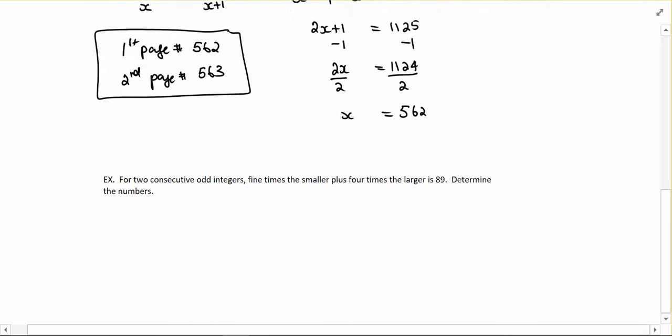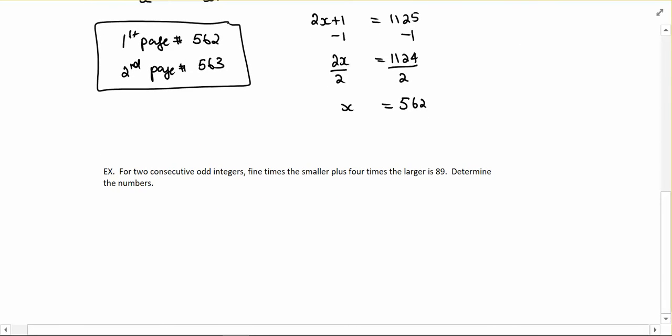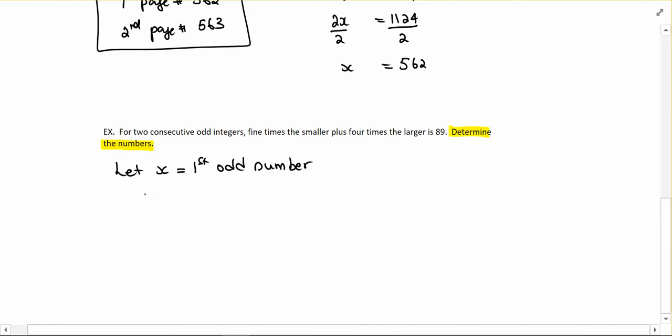Let's take a look at another problem. This time we're looking at two consecutive odd integers. So we know these are going to be 2 apart. 5 times the smaller plus 4 times the larger is 89. Determine the numbers. Okay, so I'm going to let x be the first odd number. Then x plus 2 is the second odd number.